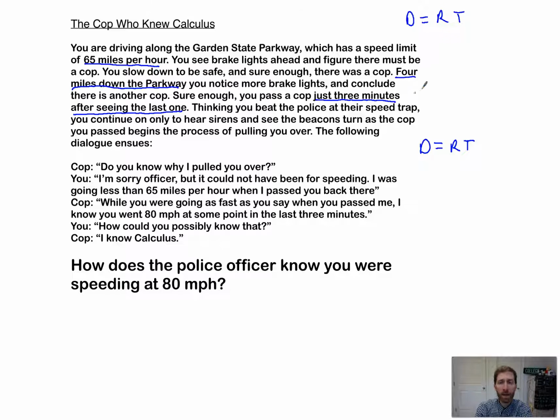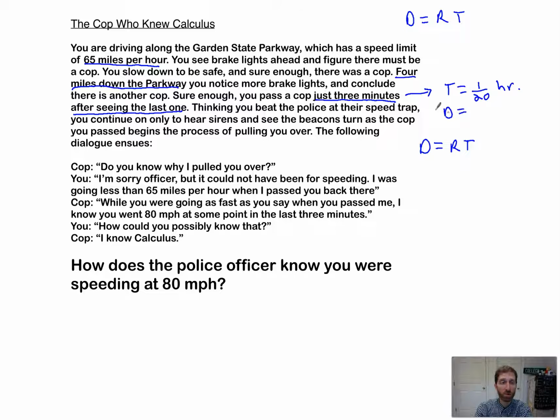If you had 3 minutes, that was your time. Now we're going to do this in hours because we have that we slowed down to 65 miles an hour, but 4 miles was a distance. We want miles per hour, not miles per minute. So 3 minutes, there's 20 three-minute intervals in an hour, so that would be 1/20th of an hour, or just do 60 divided by 3. And then the rate we don't have, that's what we want to find.